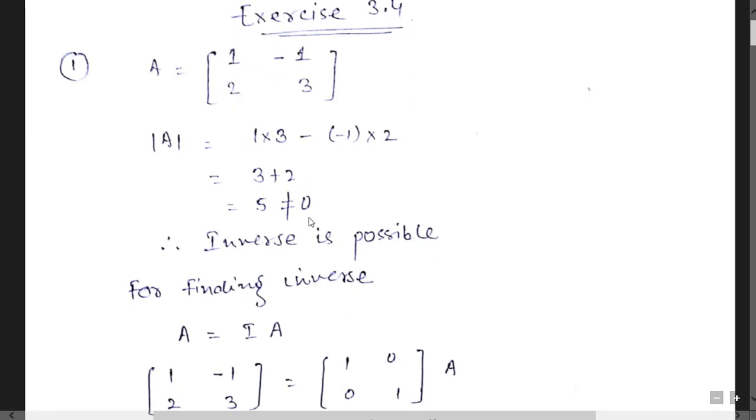If this value is not equal to 0, it means the inverse is possible. If this value is equal to 0, it means the inverse is not possible.